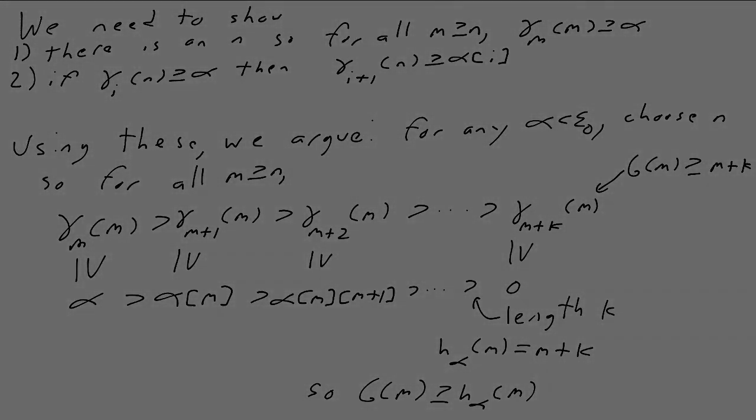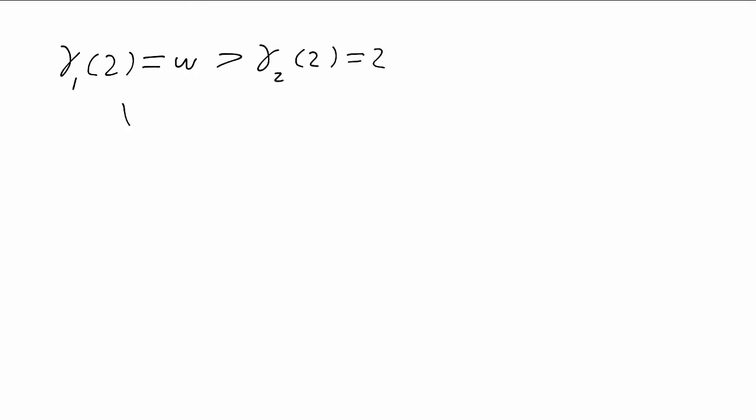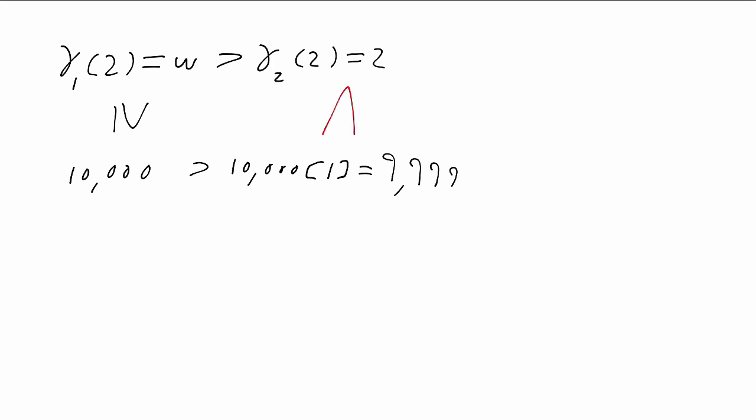There's only one little problem with this plan, which is that the second claim is false. Gamma 1 of 2 is simply omega, and gamma 2 of 2 is 2. So gamma 1 of 2 is greater than or equal to the ordinal 10,000, and 10,000 bracket 1 is 10,000 minus 1, which is 9,999, which is bigger than 2.